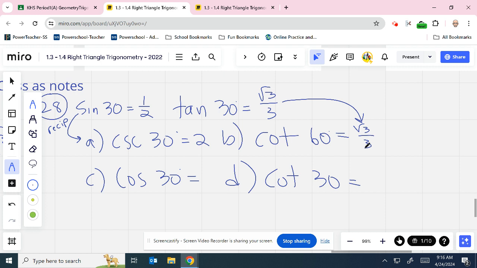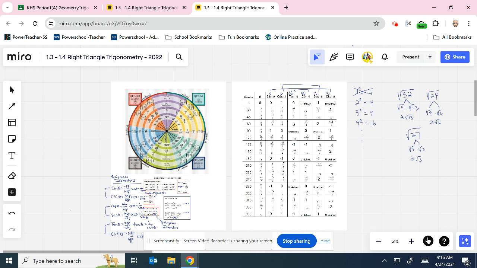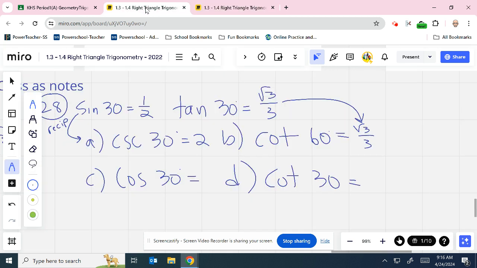Actually, we can look at it on here. Look, I got 60 degrees. Cotangent of 60 is radical 3 over 3. Tangent of 30 is also radical 3 over 3. They're the same. You can see right there and right there, they're the same. Tan of 30, cotan of 60, they're both radical 3 over 3 because they add up to 90 degrees. 30 and 60 add up to 90.